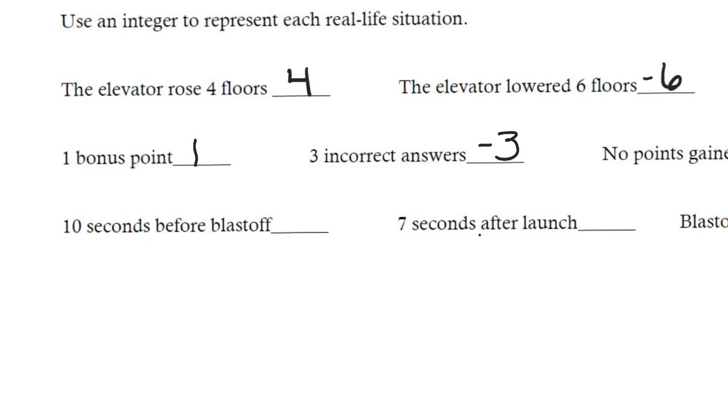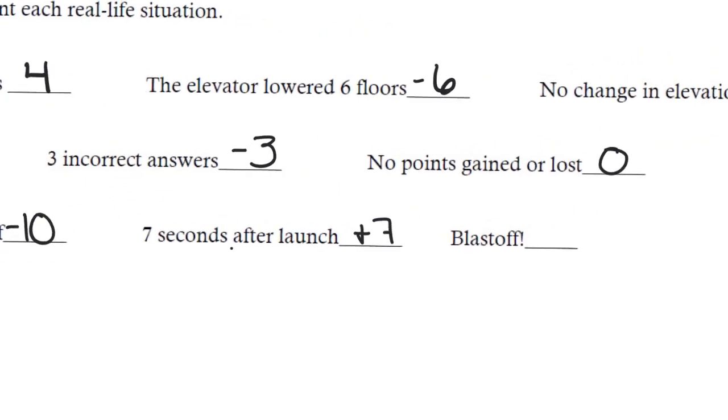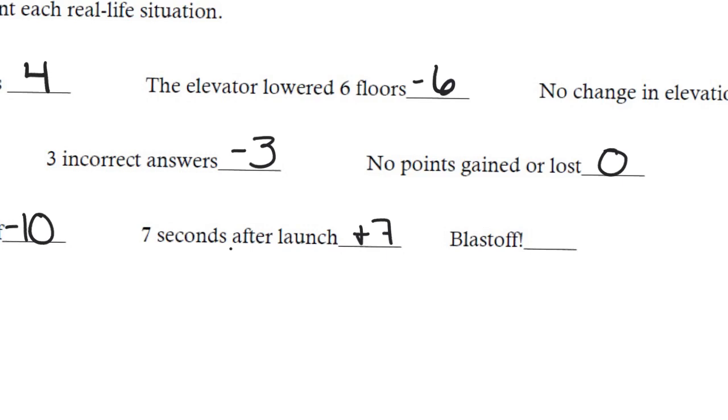10 seconds before blast off. So that would be a -10 because we haven't gotten to 0 yet. Okay, 7 seconds after launch would be +7. So you have the launch time plus 7 more seconds. And then blast off will actually be 0. If they were logging a clock, they would say that is 0.